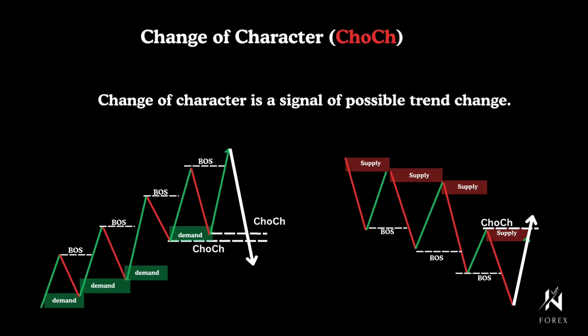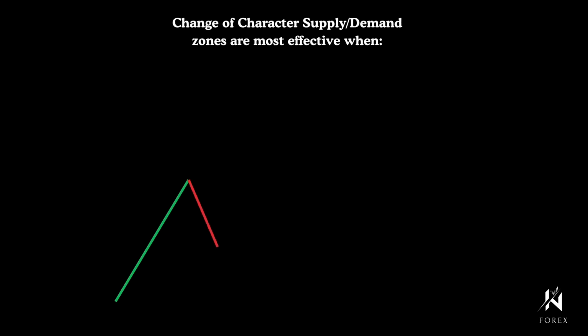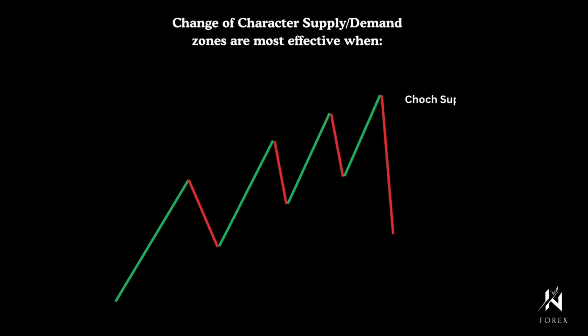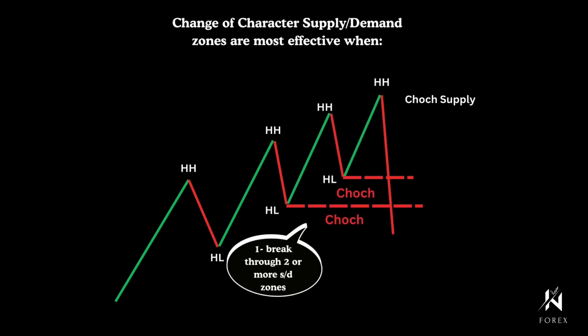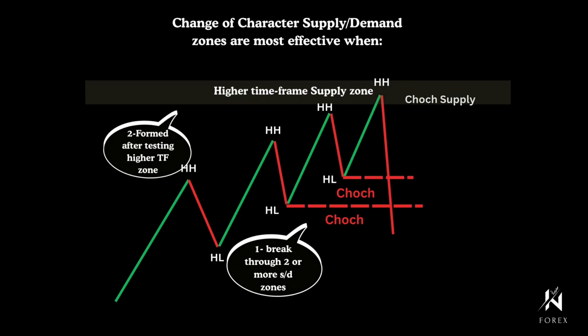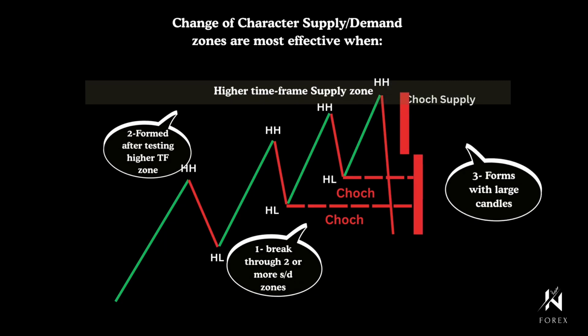Change of character supply and demand zones work best when they break through multiple supply and demand areas. This type of change of character appears after a mitigation on the higher time frame. Price drives through the zones impulsively using a series of large candles.